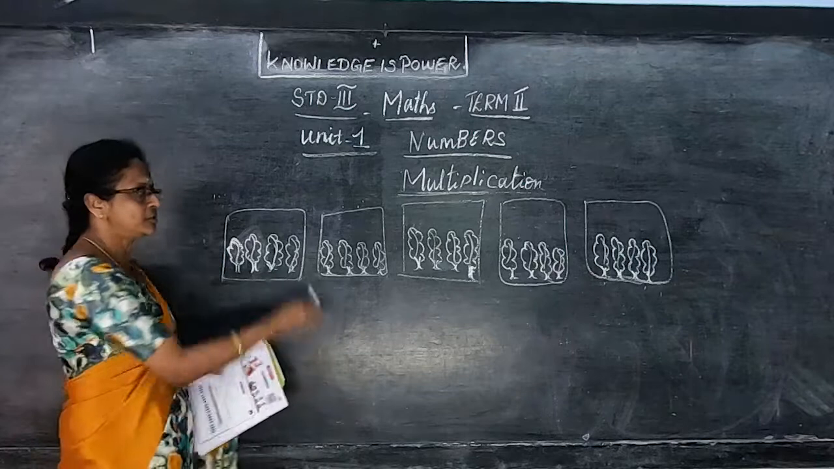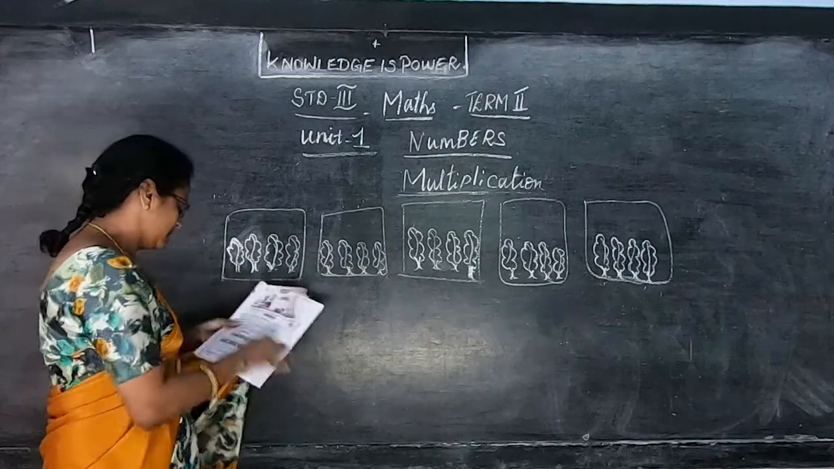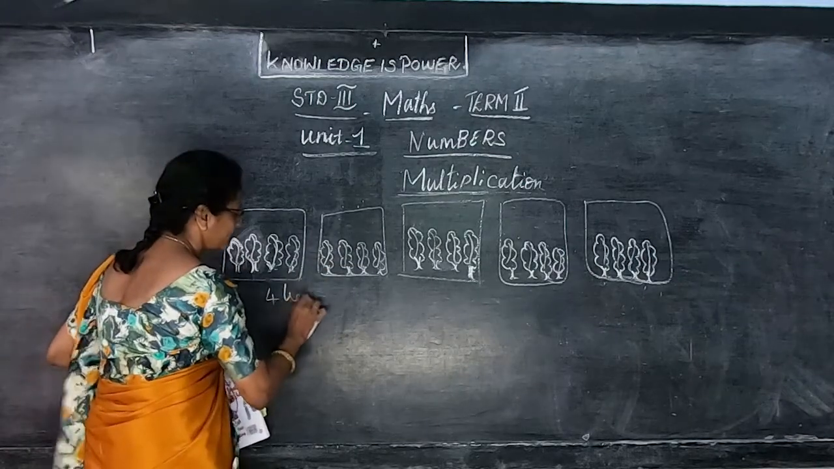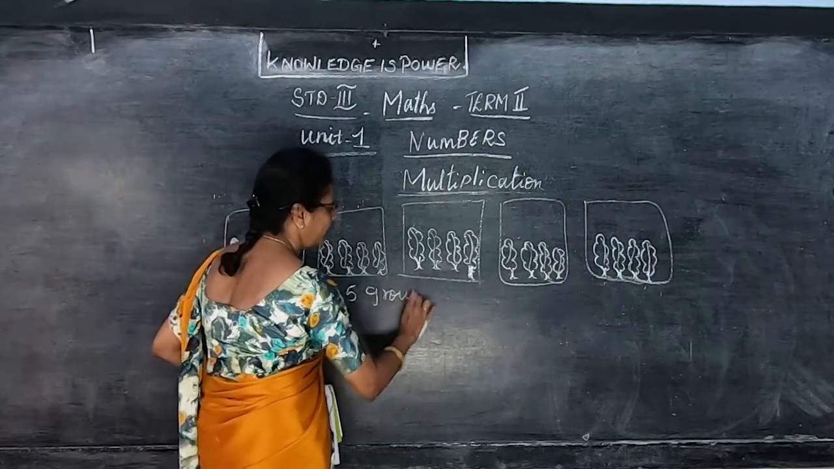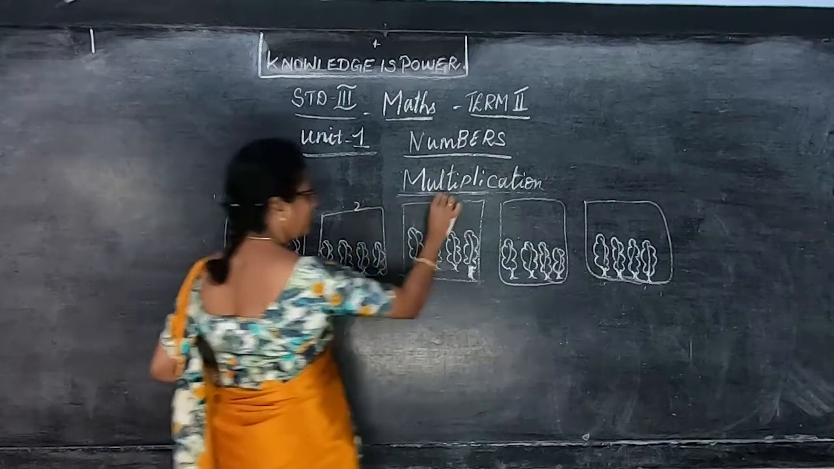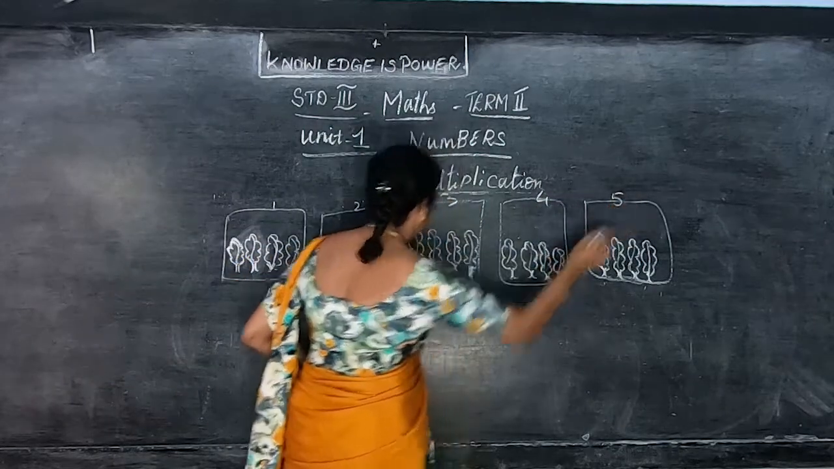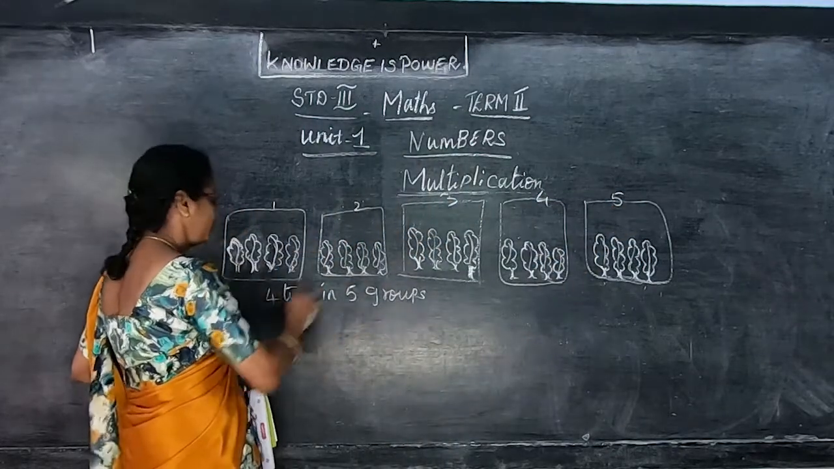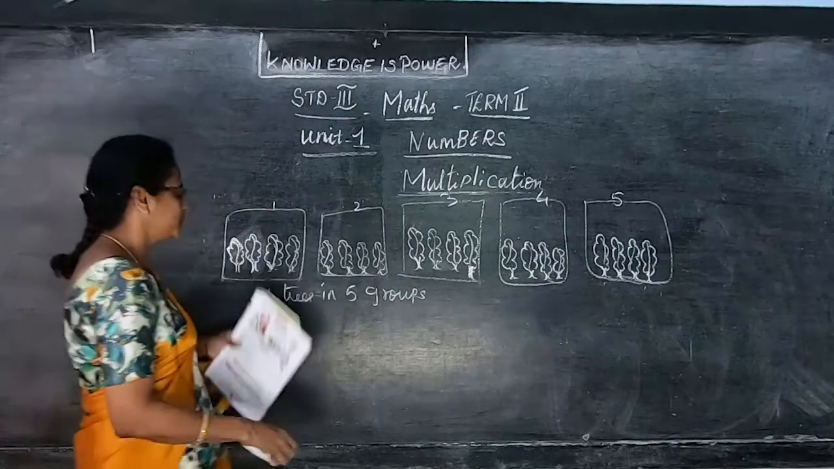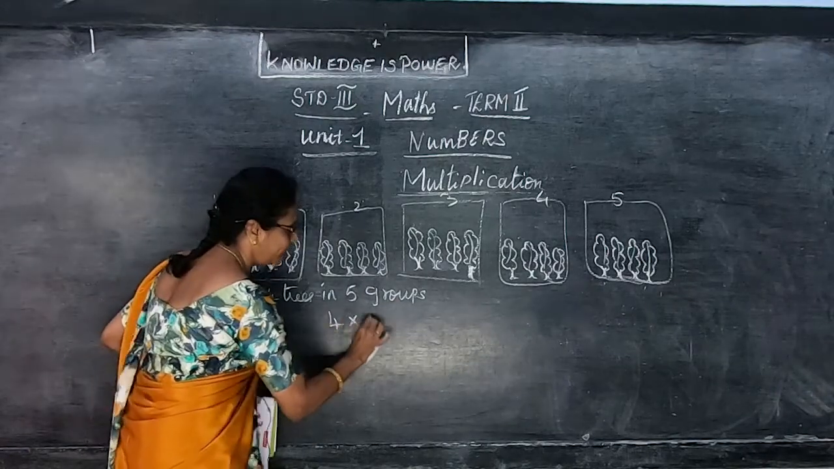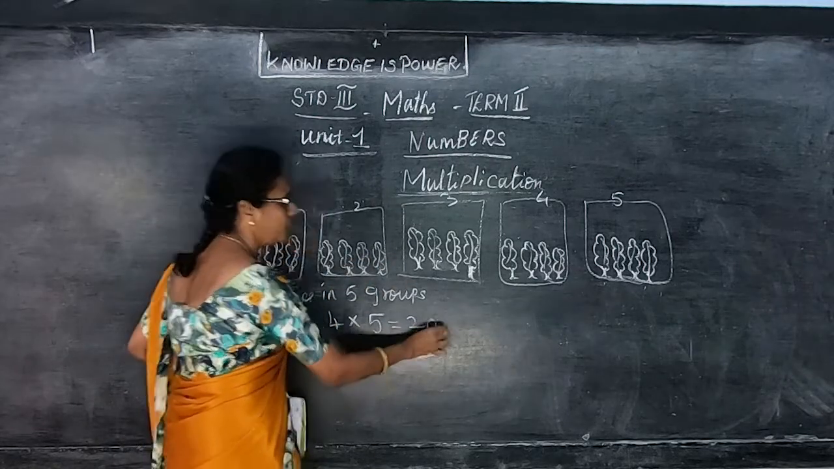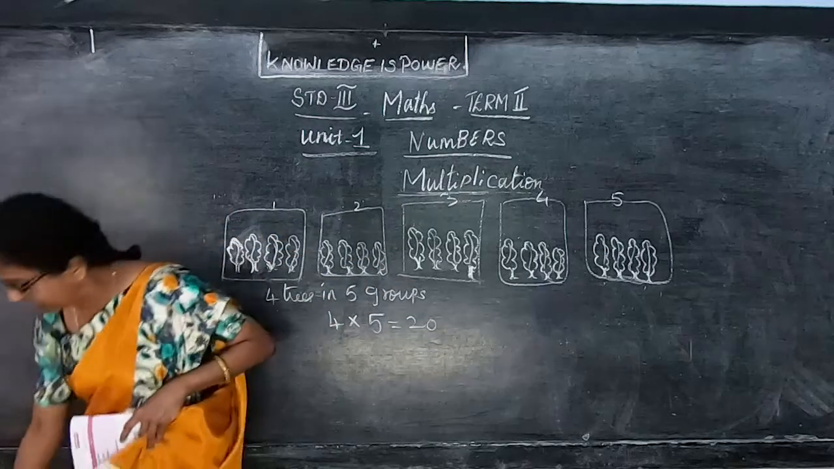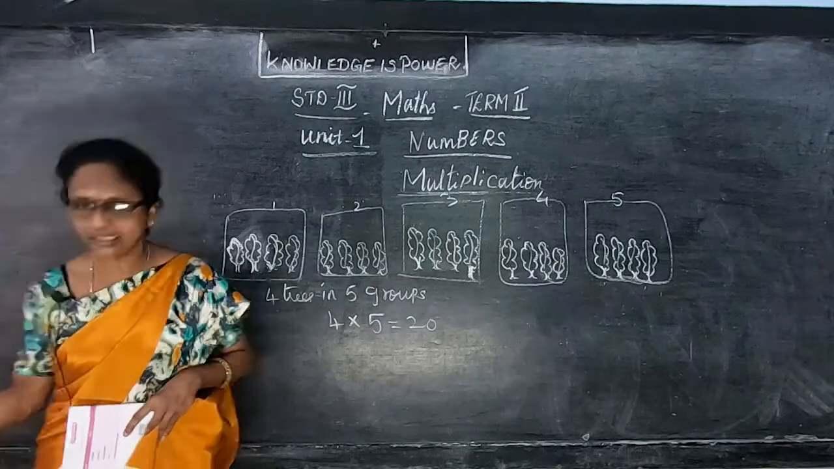So how many boxes are there? 4 trees, each in 5 groups. How many groups are there? 5 groups. 1, 2, 3, 4, 5. In the 5 groups, how many trees are there? 4 trees in 5 groups means 4 into 5. That is equal to 20. So this is the symbol to write the multiplication.